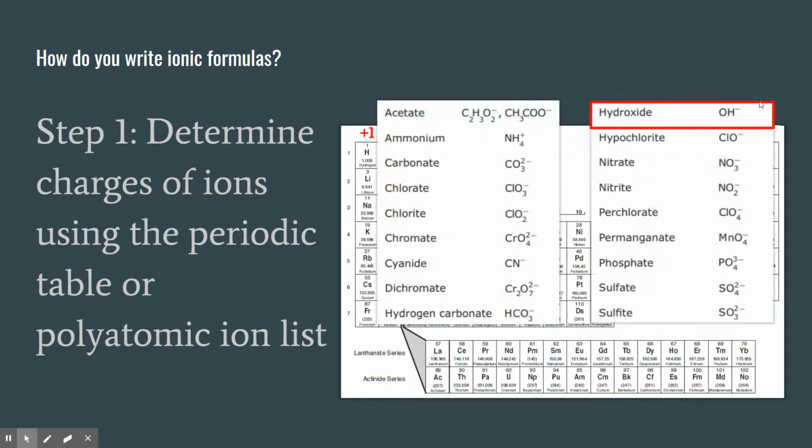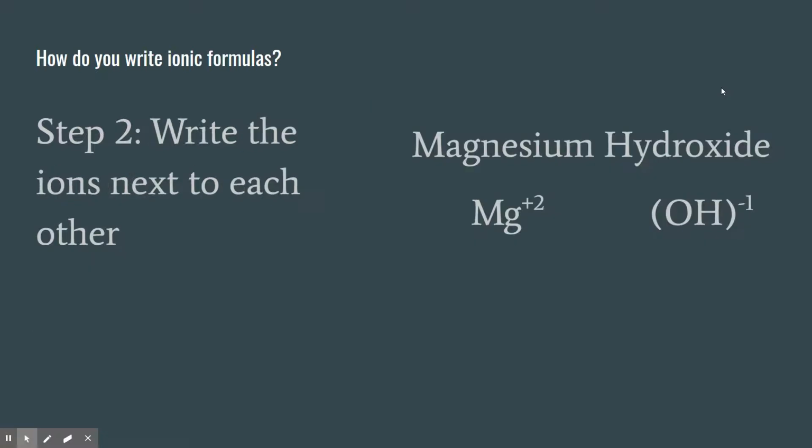Now, hydroxide is not on my periodic table. It's on my polyatomic ion list. Hydroxide has the symbol OH with a negative, and that negative is for everything. So I'm going to write those. That's step 2. Magnesium was +2. The hydroxide, I put parentheses around it to show that all of it was -1.